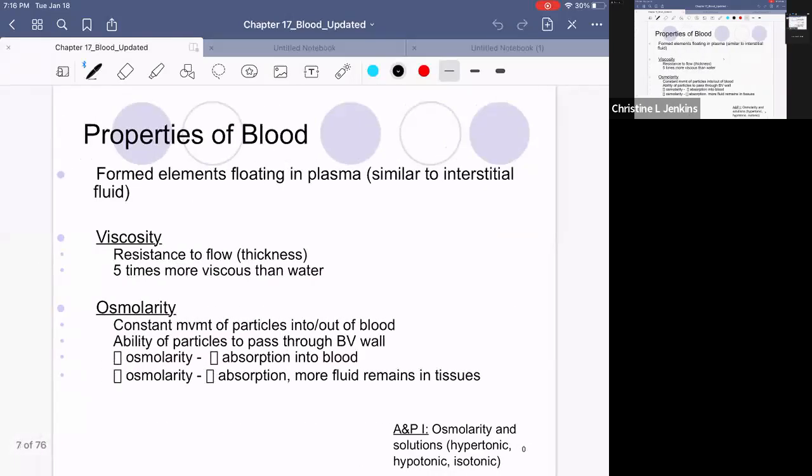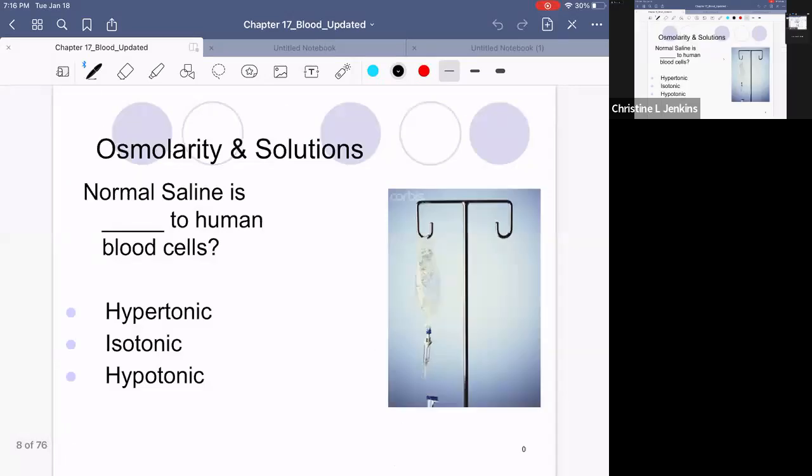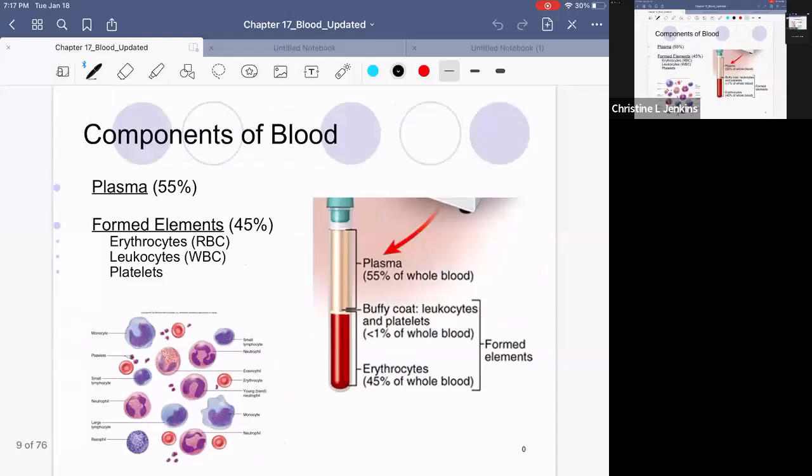This is a little reminder here. We talked about osmolarity in terms of how it may affect the shape of cells. The only thing I want to remind you from A&P 1, normal saline solution is what to our bloodstream? Isotonic. Isotonic. Yay, see?